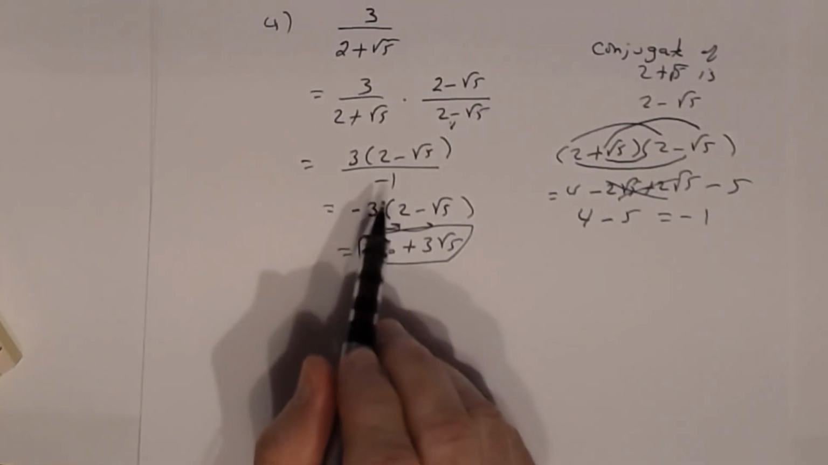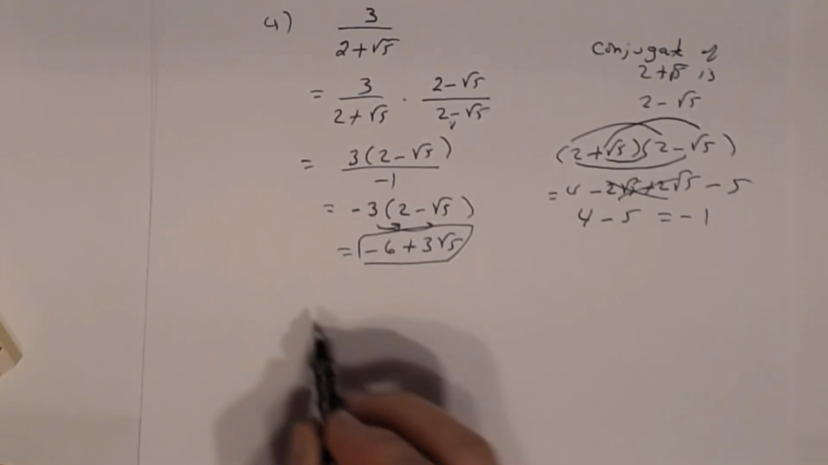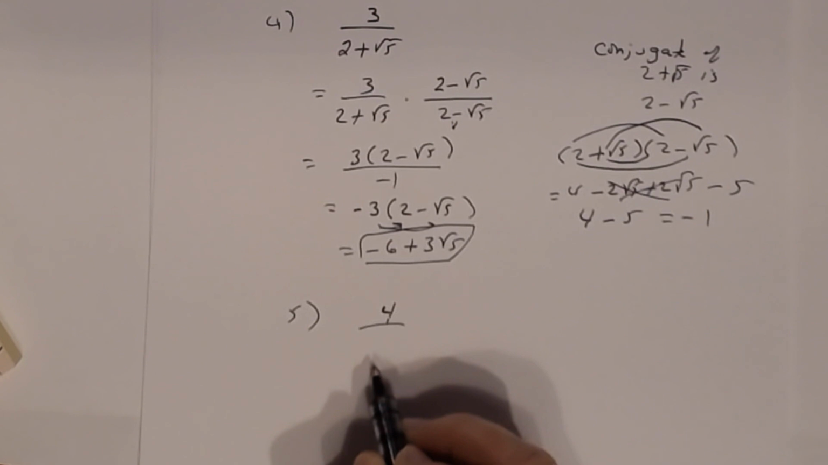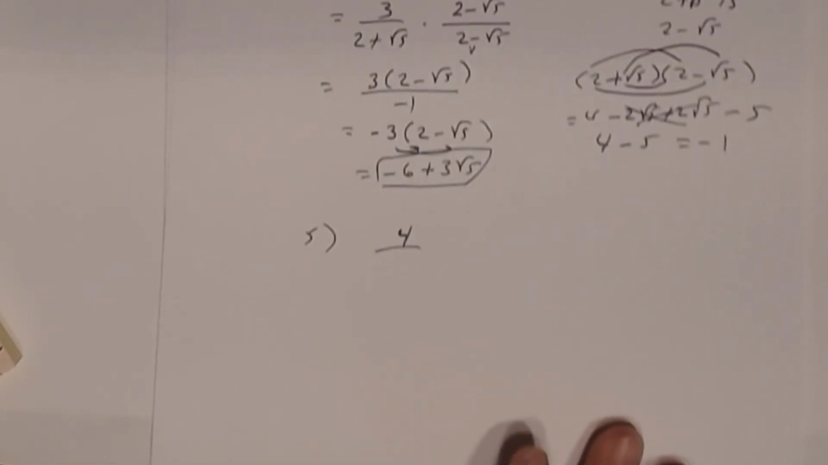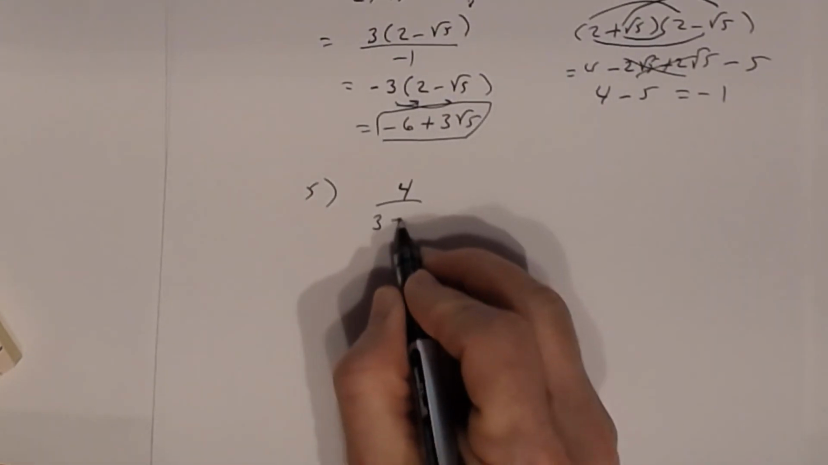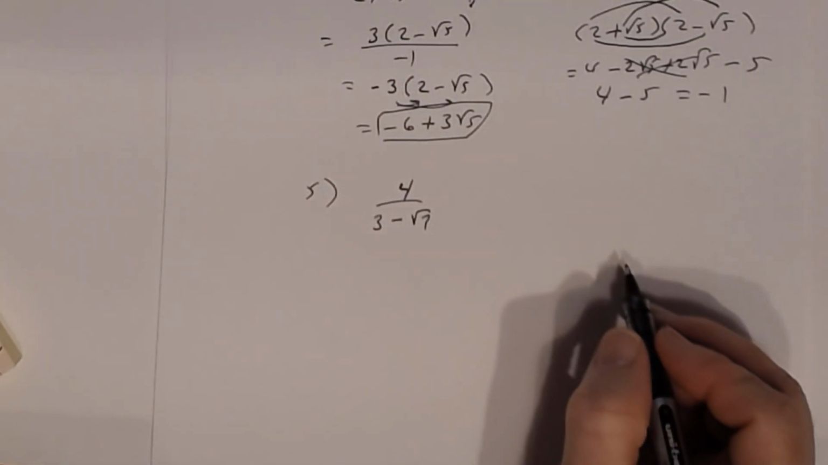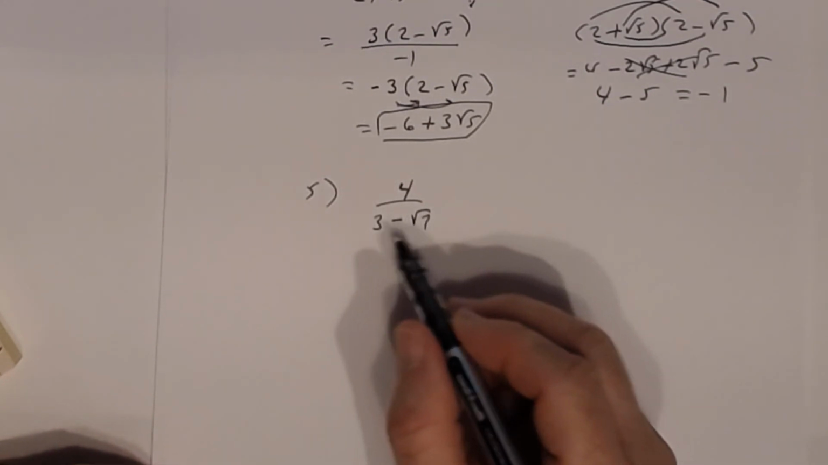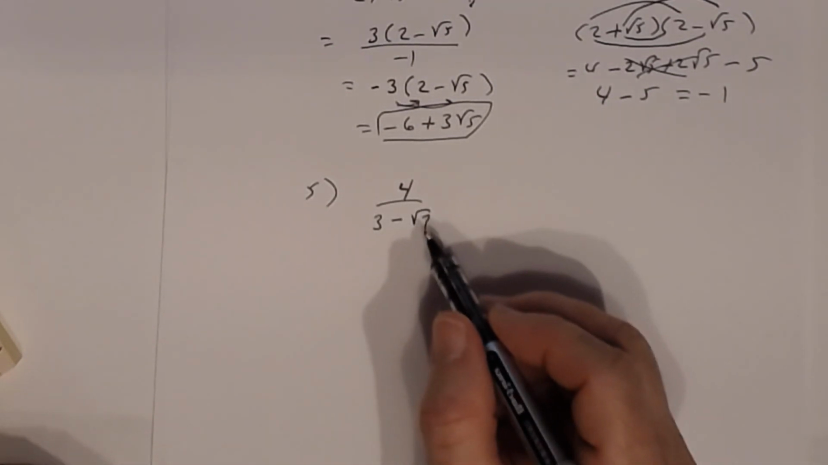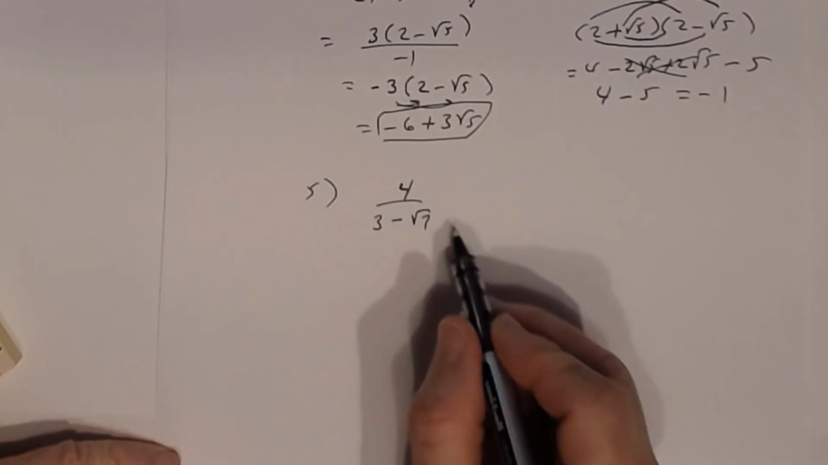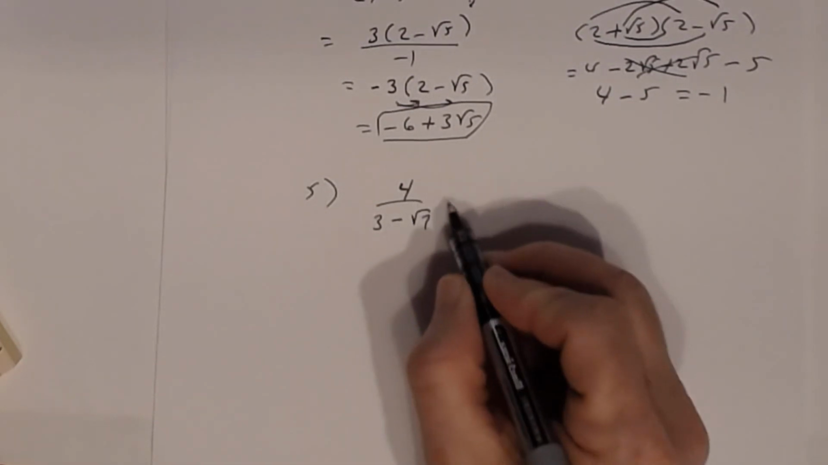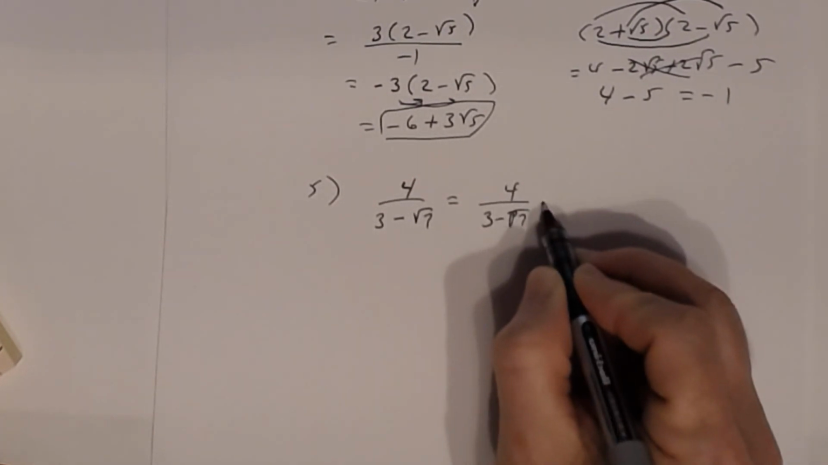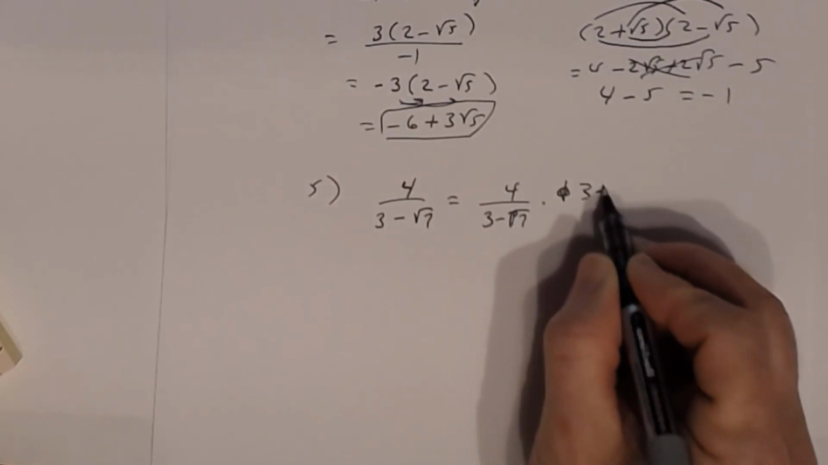Now, it's not always going to be negative 1. So for example, if we do this for number 5, where you have 4, let's say, divided by 3 minus the square root of 7. So if you want to rationalize the denominator, meaning you want to get rid of that square root, because the square root of 7 is an irrational number, so that makes this whole thing irrational, you're going to multiply both numerator and denominator by its conjugate, so 3 plus the square root of 7.